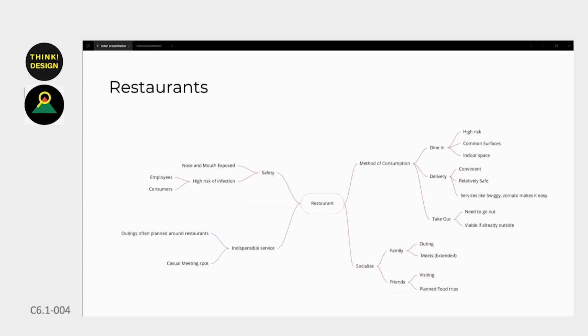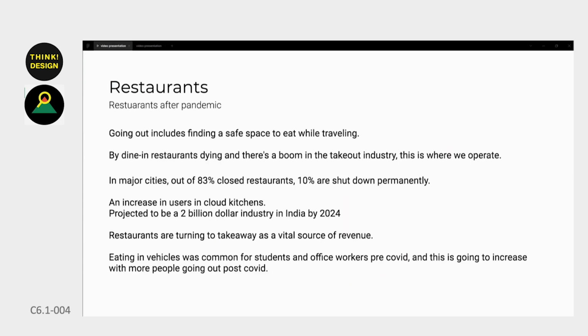Finally, restaurants. We tried to identify the major factors that make restaurants popular and also the safety risks that restaurants pose in order to understand how we could move forward with our idea. How will the restaurant scene be after the pandemic? So we asked this question to our friends, relatives to find out their view, how they will see the restaurant scene.